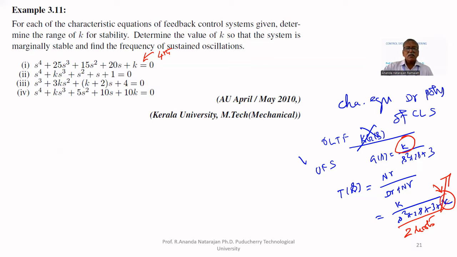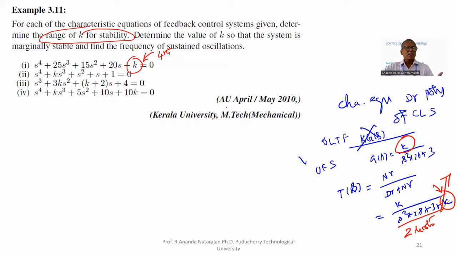Here, for what value of k the poles are on the j omega axis, we can find by using Routh-Hurwitz. That we are going to find. What is the question now? The range of k for stability.